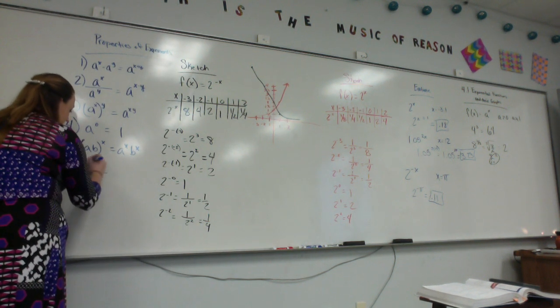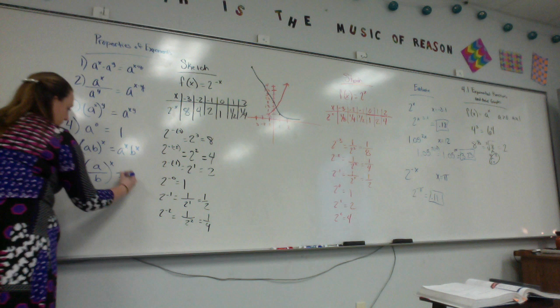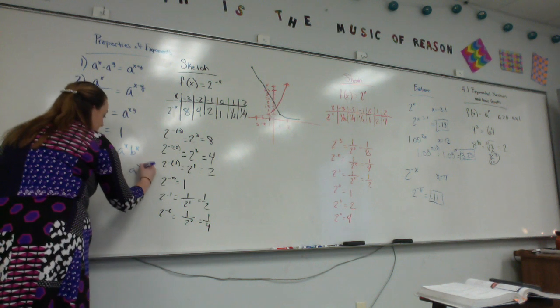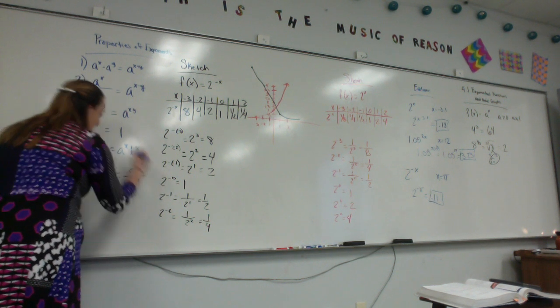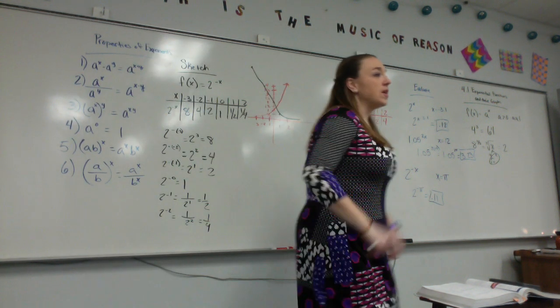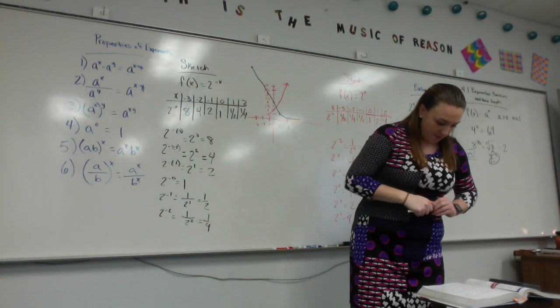What happens if I have this? What do you think I do there? It goes to both again. So I have a to the x over b to the x. And all these rules can be reversed as well so that you can undo things or simplify things.